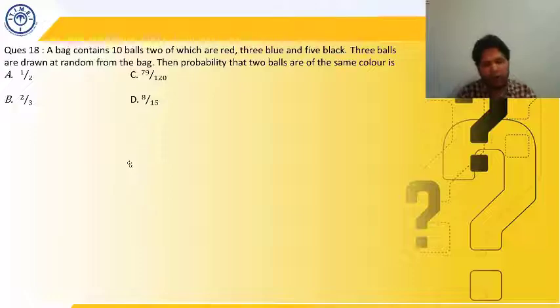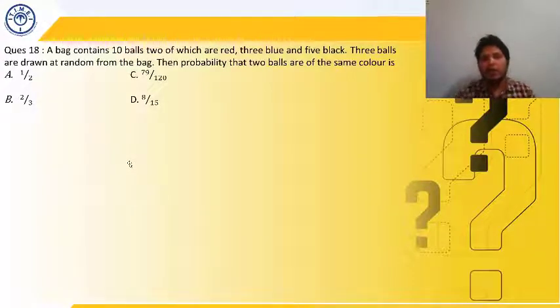Okay, I hope all of you have read the question and some of you have got the idea what has to be done in this question. So this question is based on probability. So we are going to use the rules of probability in this question. Whatever we have discussed in probability, we are going to use those concepts in this question.